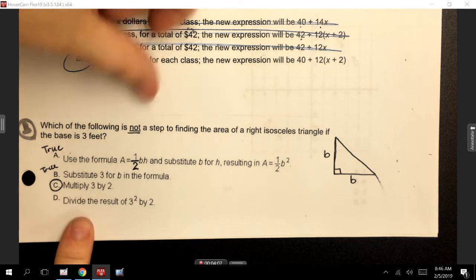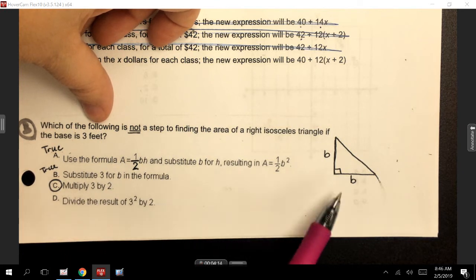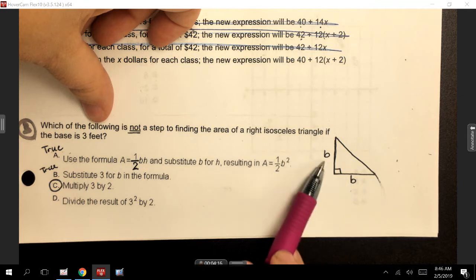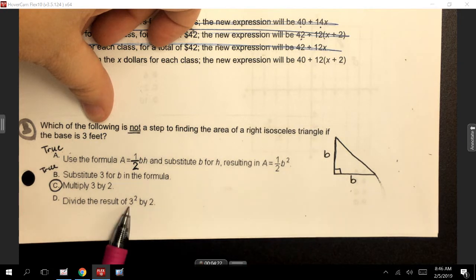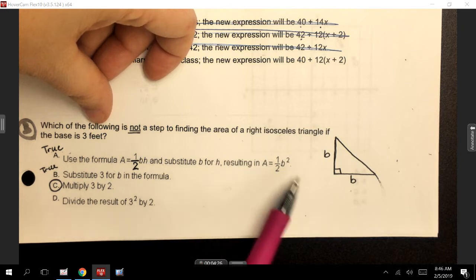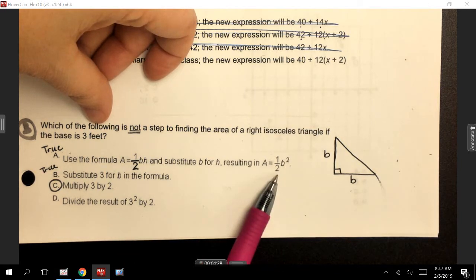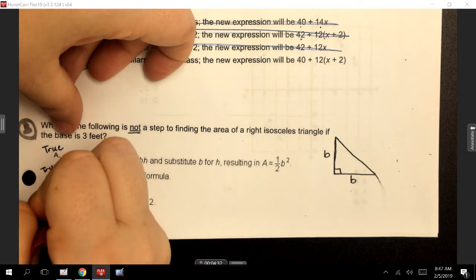Let's check D, though, just in case. It said divide the result of 3 to the second power by 2. Now remember, if my base is 3, that means I'm doing 3 times 3, right? Because the height is also 3. 3 times 3, would that be 3 to the second power? Yep, 3 to the second power. And am I going to divide my base times height by 2? Yes. So that's going to be true as well.